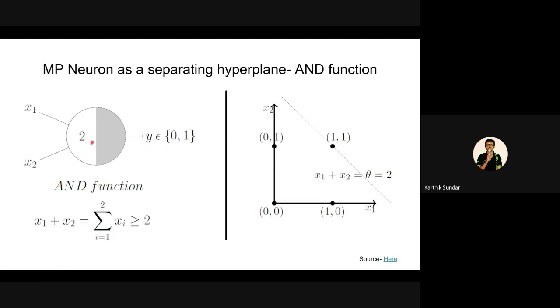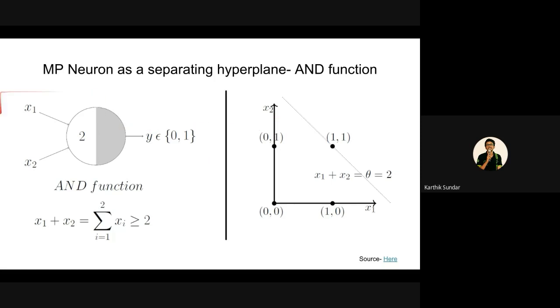So that's why we set the threshold to be 2. What does this represent? x1 plus x2 is greater than or equal to 2. So this is going to represent this particular line. Whatever points lie on or above this line are considered as 1, and whatever lies below is considered as 0. So you can understand, right?